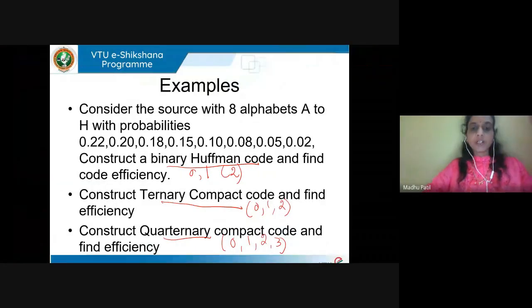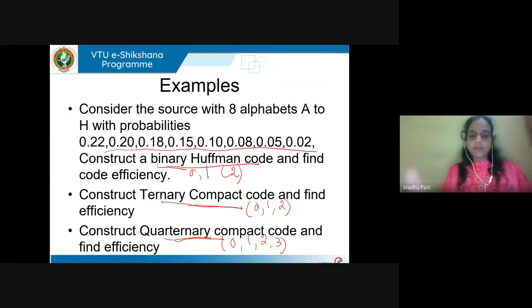We'll see problems regarding Huffman coding for binary, Huffman coding for ternary, and Huffman coding for quaternary for the given symbols with this probability. When I say Huffman binary coding, you have only two symbols for code words, 0 and 1. When I say Huffman ternary, we can use codes 0, 1 and 2, that is 3 codes. Quaternary means 0, 1, 2 and 3.